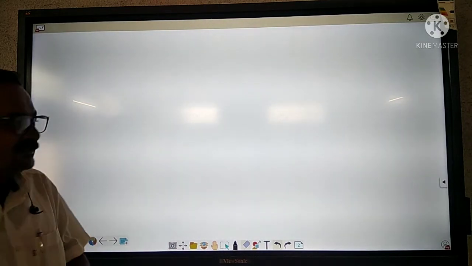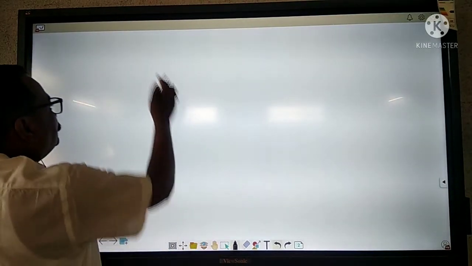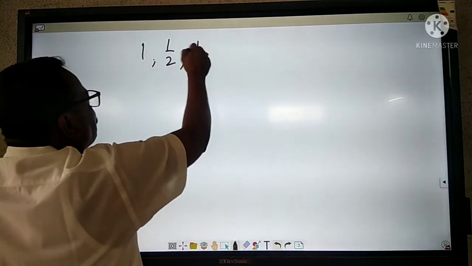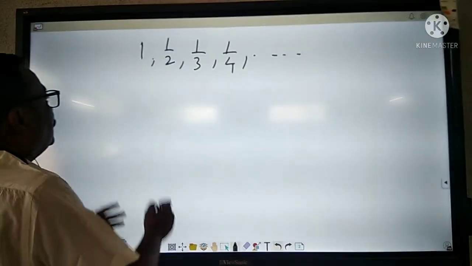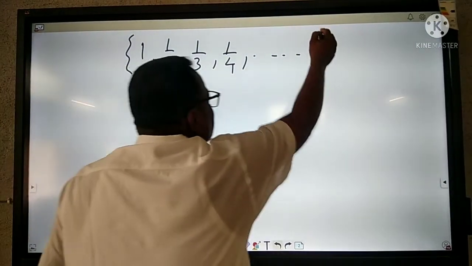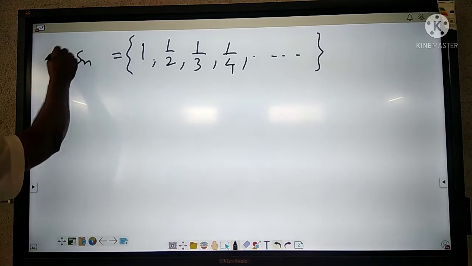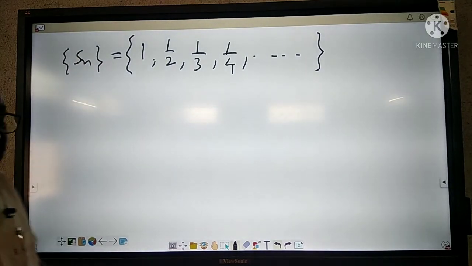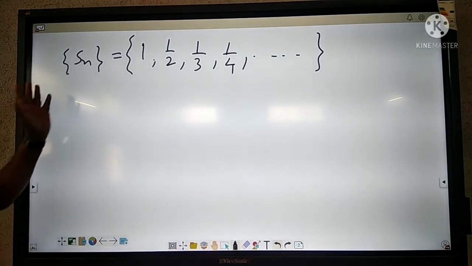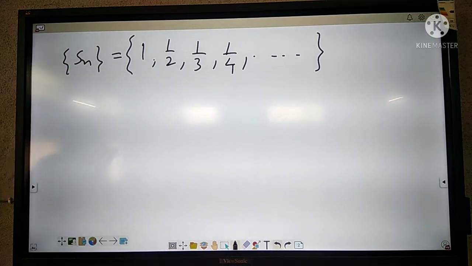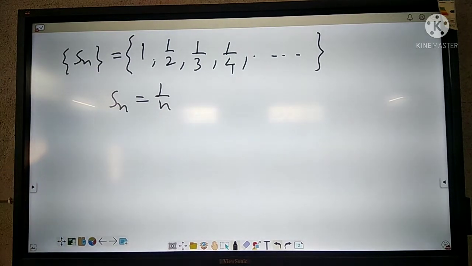Okay, so Sn is the sequence, which means suppose the first term is 1, the second term is 1 by 2, the third term is 1 by 3, the fourth term is 1 by 4, dot dot dot in this way. This is the sequence. We write the sequence in curly brackets, and we denote this sequence by bracketed Sn. Sn means the nth term of the sequence, and bracketed Sn means the sequence Sn. So the name given to this sequence is bracketed Sn. It means that the nth term of the sequence is 1 upon n. We can easily find it, no problem.